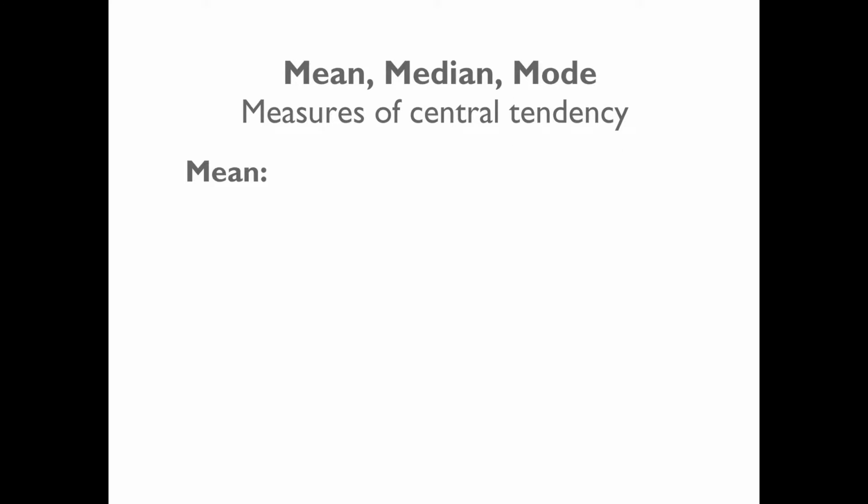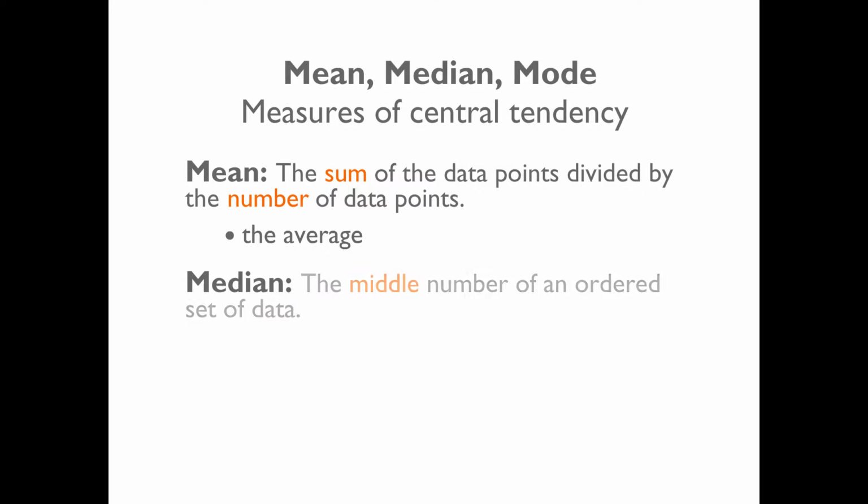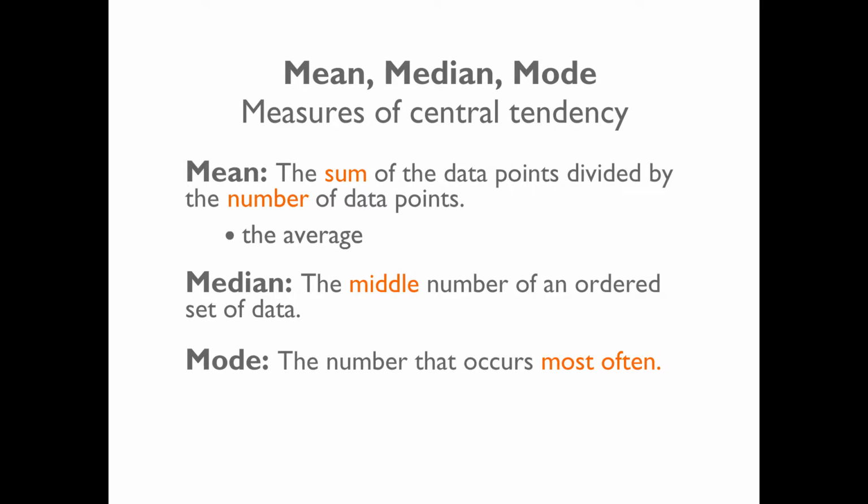To calculate the mean, find the sum of the data points and divide by the number of data points. This is often referred to as the average. The median is the middle number of an ordered set of data. If there is an even number of values, the median is simply the average of the two in the middle. The mode is the number that occurs most often. A set of data can have one or more modes, or it can have none at all.